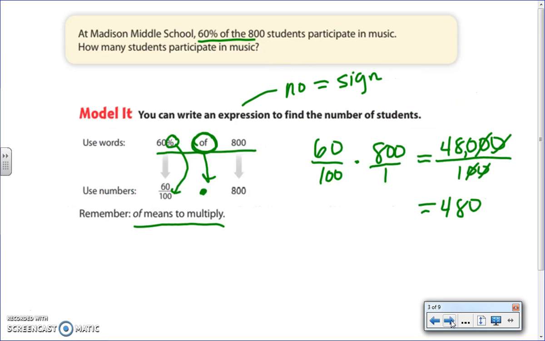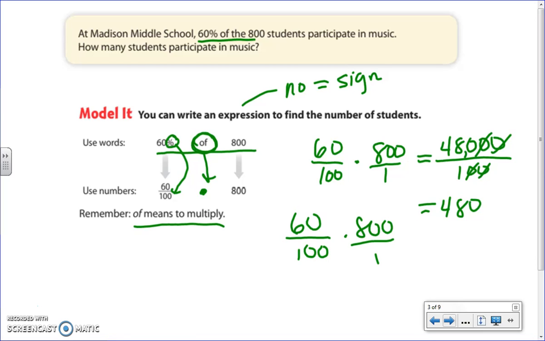Another way to do it that I prefer, and I think that everyone should know this, but it does require the understanding of factors and multiplication facts, is I prefer everybody to do it this way. 60 over 100 multiplied by 800 divided by 1. The reason that some people try to stay away from this, I think, is because when we talk about cross reducing, it gets confused with cross multiplication.